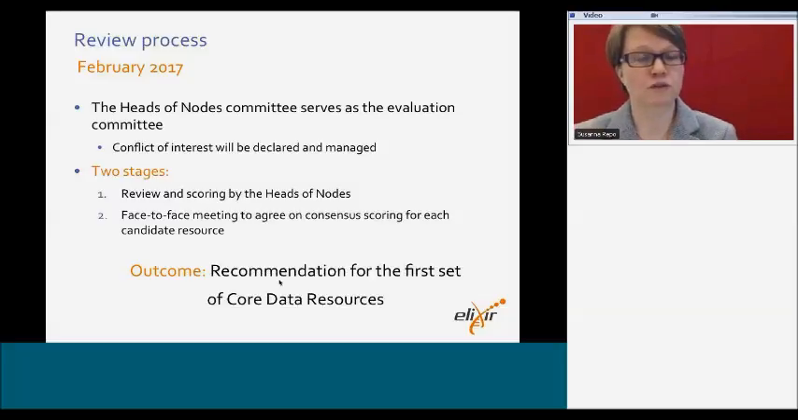The review will consist of two stages. First there will be a pre-review and scoring by the Heads of Nodes, and then we will have a face-to-face meeting where we agree on a consensus scoring for each candidate core data resource. The outcome of this review will be a recommendation for the first set of core data resources.